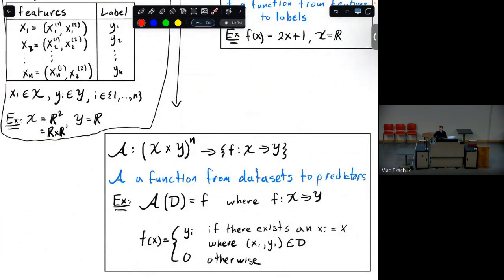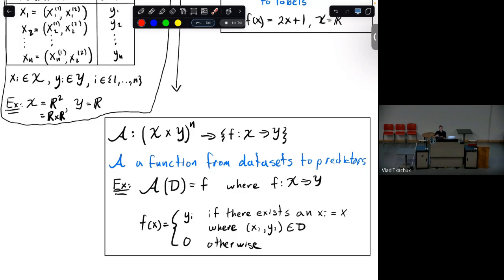And how is it going to output the predictor? It's going to use this data, or not, but it can use the data, and it's going to output some function that depends on the data. So here, this thing is the learner. It's taken a data set and it's outputted a function. That's right. So F here is the predictor, and this is just the definition of what F is.